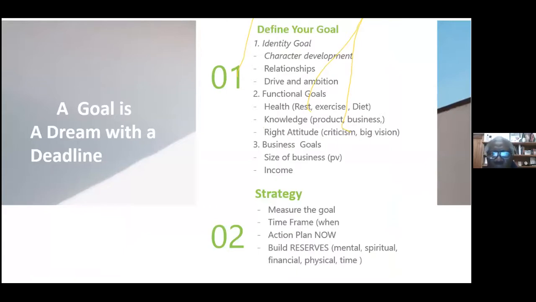What is a goal? A goal is something you're looking forward to achieve, and it's got a date. Or it's something that you do every day to develop something. Okay? And I would recommend that you need to have three sets or three aspects of your goal.